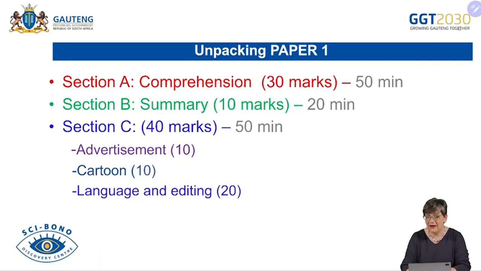Now, as you can see, I've included the time allocated for you to answer these questions. Now, can I give you a tip? Start with the easiest part. Start with your summary first. It's the easiest way to get marks. If you're scared to start with the comprehension, do it later. After you've done the summary, then go to your section C. You know we're going to give you an advertisement and a cartoon. And I'll show you the same kind of questions pop up every time.